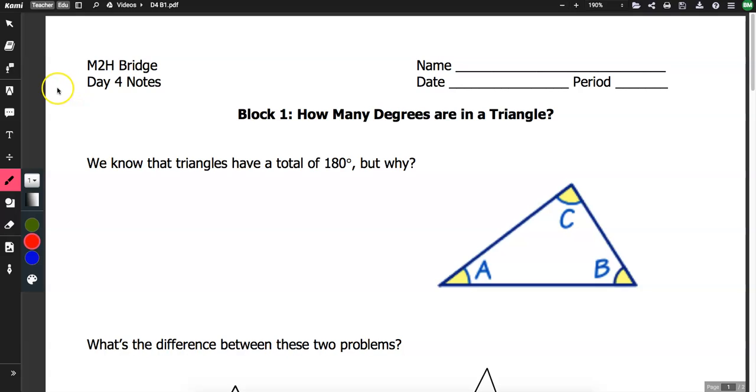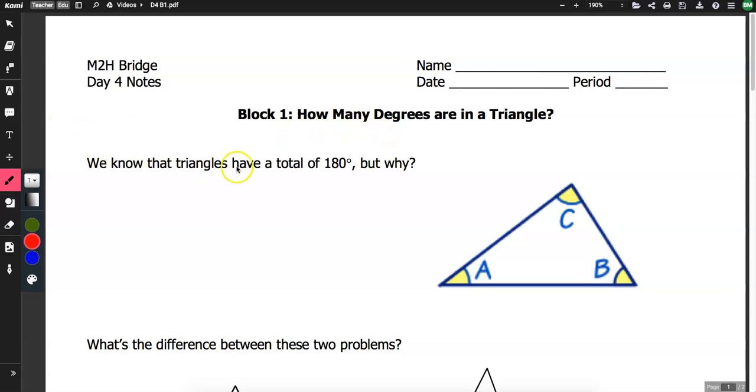All right, hi guys. Today we're on day 4, block 1 notes. So our first set of notes today is going to be combining a lot of the stuff we've talked about already with parallel lines, transversals, vertical angles, straight angles, things like that. But now we're going to incorporate the degrees within a triangle into all of that.